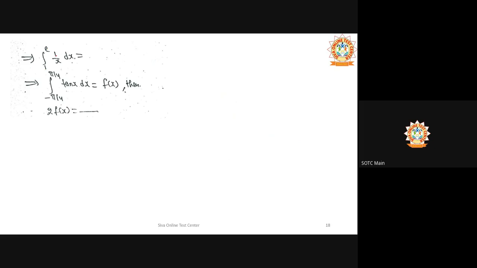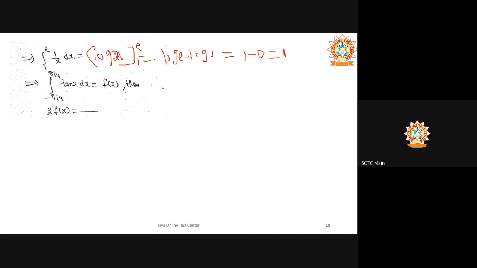Integration of 1 to e 1 by x dx is equal to. So what is integration of 1 by x dx? Log x. So log x, the limits are 1 to e, right? So apply the upper limit, that is log e minus lower limit is log 1. So what is log e minus log 1? 1 minus 0, that is equal to 1. Right? Now try to see integration of minus pi by 4 to plus pi by 4 tan x dx.